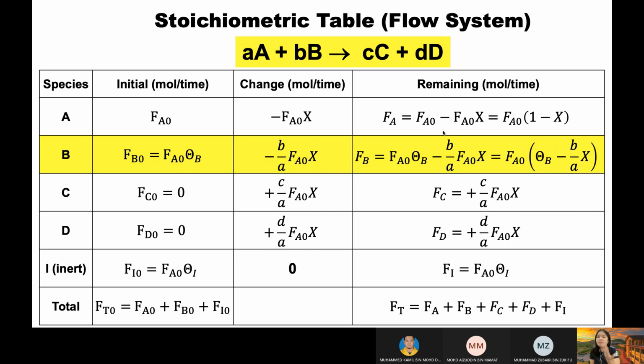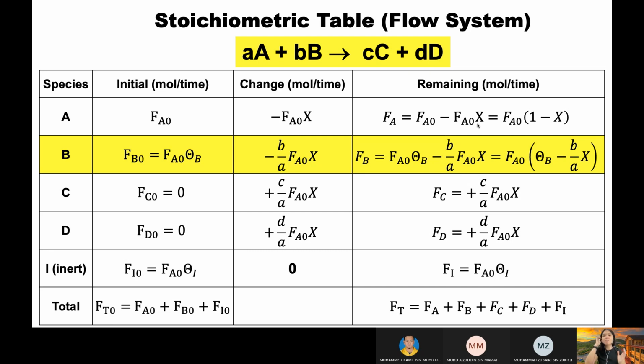Ataupun if you are given in terms of number, tadi kita kata initial 10. Change kita kira 4 kan, tolak 4 kan. So it becomes Fa equals to 10 minus 4, 6. So berapa A yang tinggal after reaction, molar flow rate dia adalah 6 mol per minute.